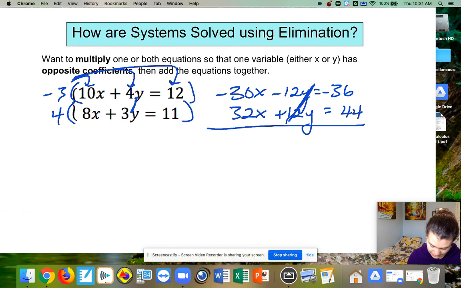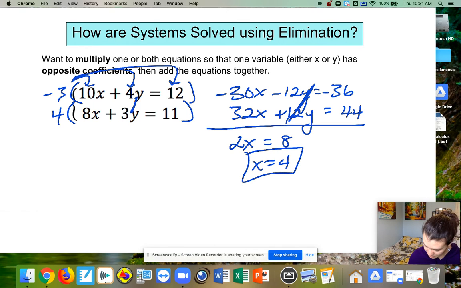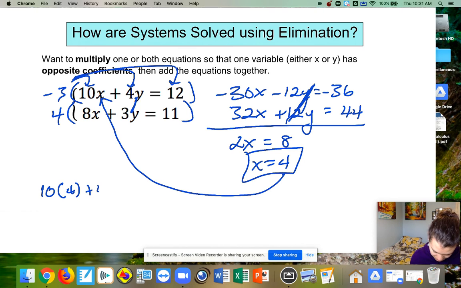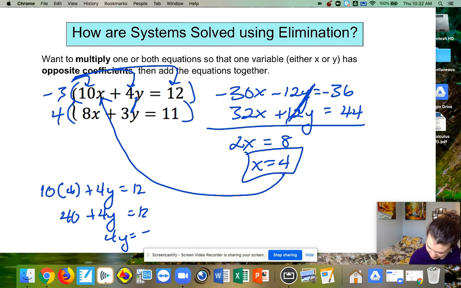Here it worked. We can cancel those out. You'll get positive 2x equals positive 8, x equals 4. And then you can plug this into either one. Plug it into this x right there. 10 times 4 plus 4y equals 12. 40 plus 4y equals 12. Subtract 40 from both sides. 4y will equal negative 28, and y equals negative 7 when you divide.